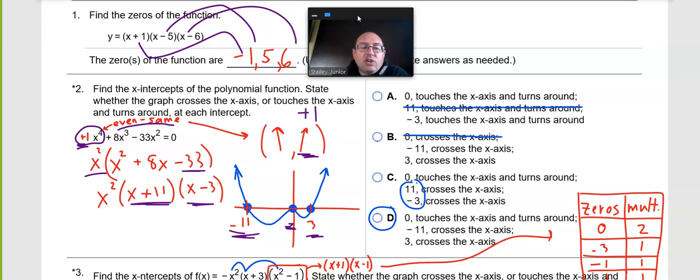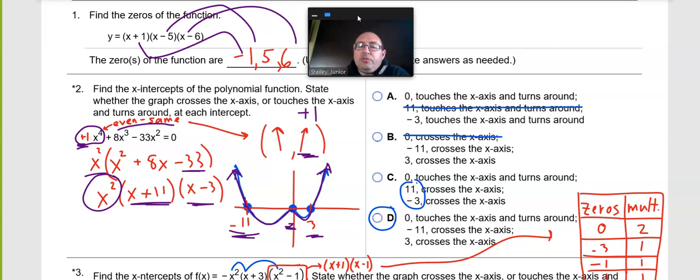We know we attach our end behavior on the graph, right? We've got both going up. Well, the even multiplicity occurs at 0. So this is odd, so it cuts through. This bounces, and then this cuts through again, creating that shape.